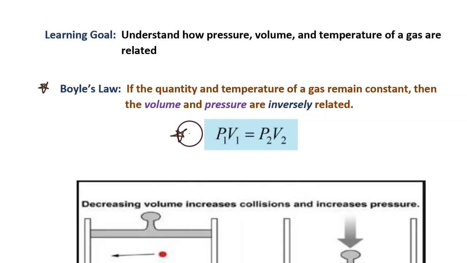Here's a mathematical formula showing Boyle's law. P1 times V1 equals P2 times V2. P1 represents the initial pressure of a gas. V1 represents the initial volume of the container. P2 represents a new pressure after a change has happened. And V2 represents a new volume after a change has happened.